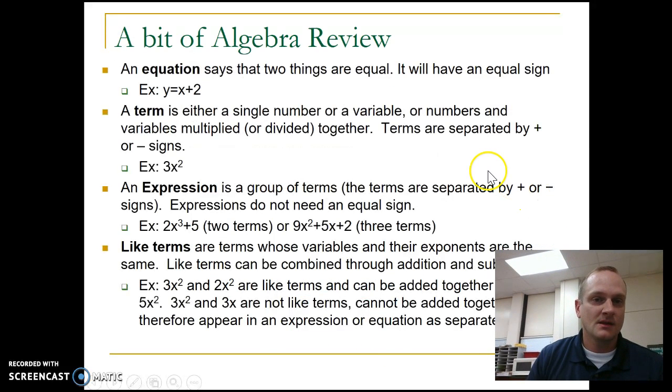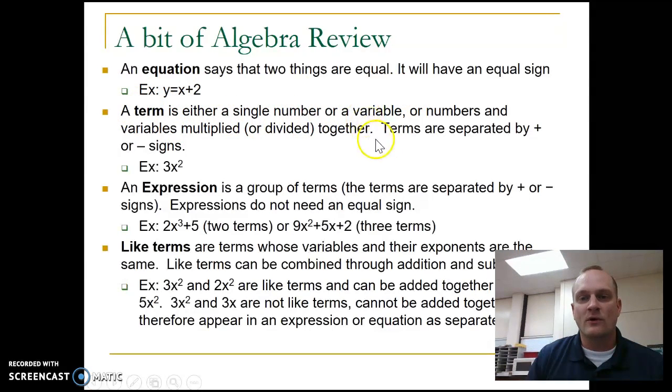So just a bit of algebra review real quick. An equation says that two things are equal, and it will always have an equal sign. A term is either a single number or a variable, or numbers and variables multiplied or divided together. The key thing here is terms are always separated by plus or minus signs. So 3x squared is considered one single term.